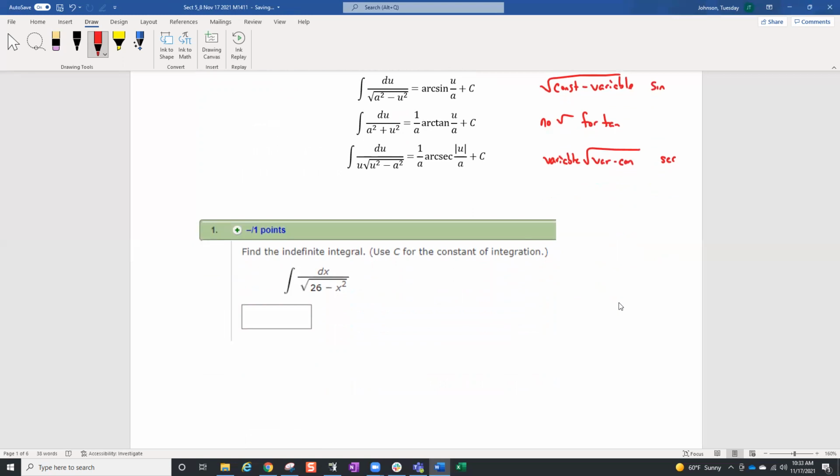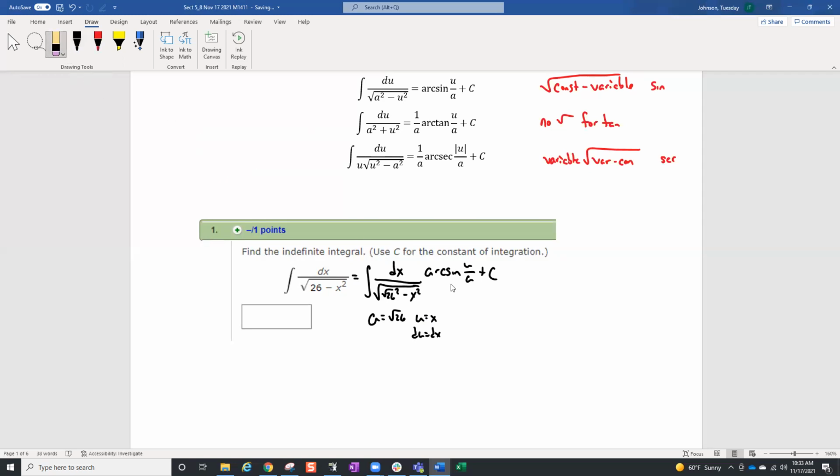All right, here we go. Let's do this first one, leaving the formulas up. When I look at this format, I see that it's definitely not tangent. It looks like because there's no variable on the outside, this is going to be an arc sine. Arc sine of u over a plus c, but we have to figure out what our u and our a are. 26, if I want to write it as a perfect square, that happens to be the square root of 26 squared minus x squared. So it looks like my a value is the square root of 26 and my u value is x. So my du is dx.